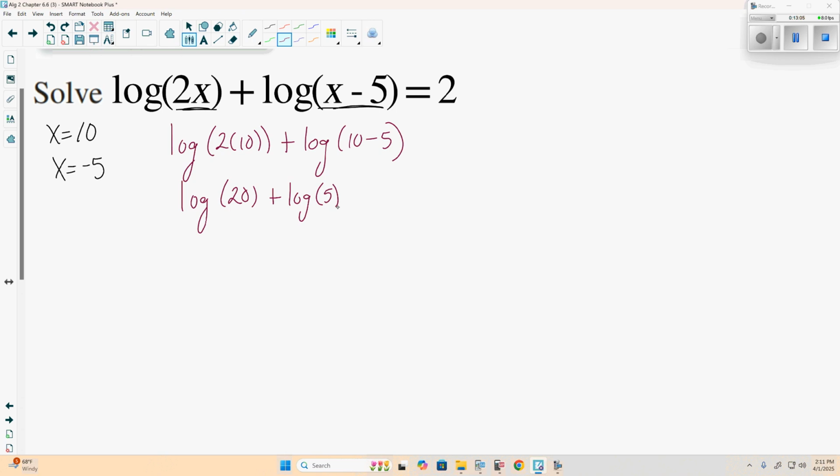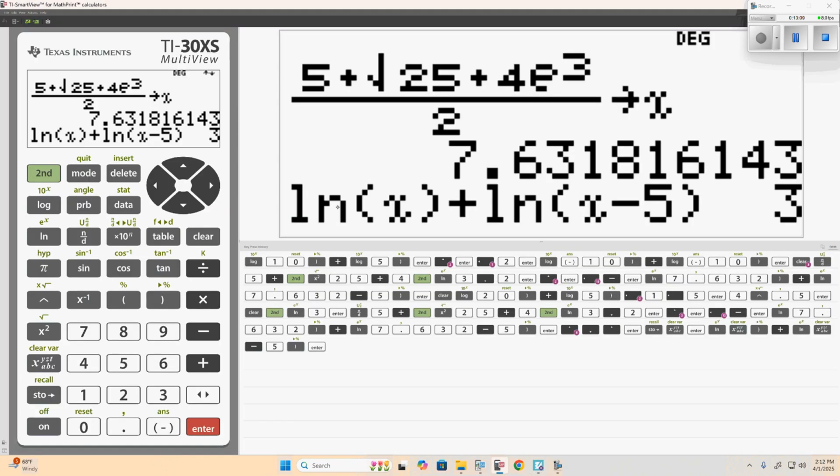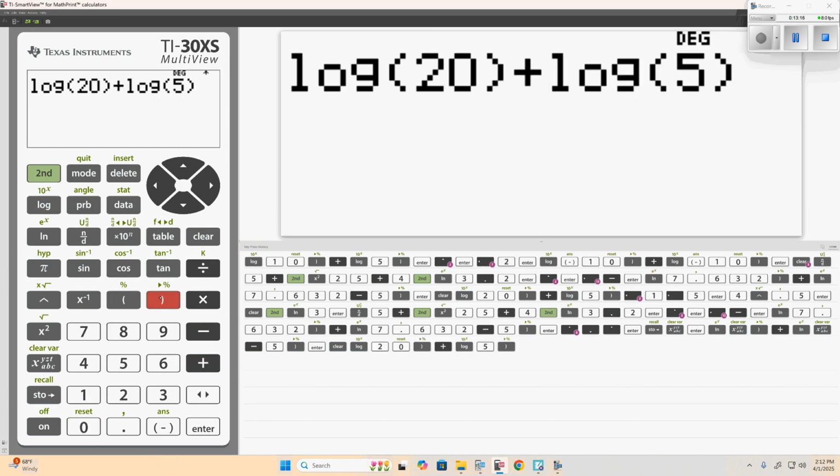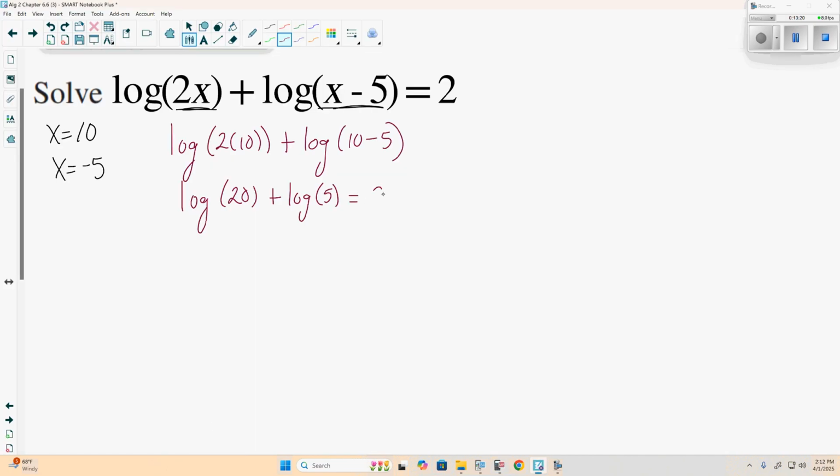This works. And since it is our common log, we can grab either calculator easily and say log of 20 plus log of 5 is 2. But the bigger thing is that the numbers that we ended up inside each of these logs are both positive. They're not 0 or negative. That's the key.